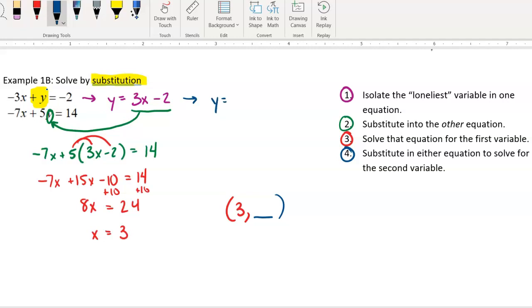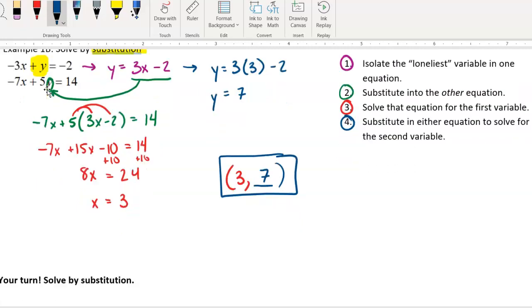So say y equals 3 times my x value, which is 3, minus 2. Or 3 times 3 is 9, 9 minus 2 is 7. So we get y equals 7. So the answer is a coordinate: when x equals 3, y is 7. So we're going to always follow these 4 steps anytime we want to use substitution as our method.